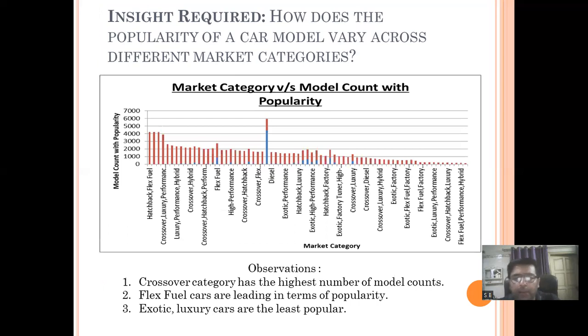Here is our chart. So as we can see from this chart, we can clearly see that the crossover category has the highest number of model counts. Flex fuel cars are leading in terms of popularity. Exotic luxury cars are the least popular.